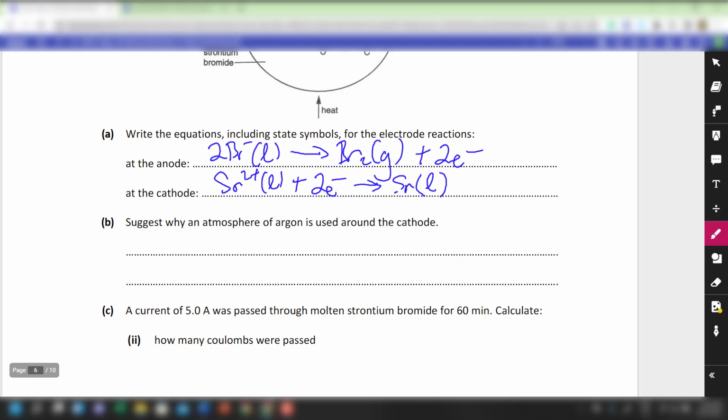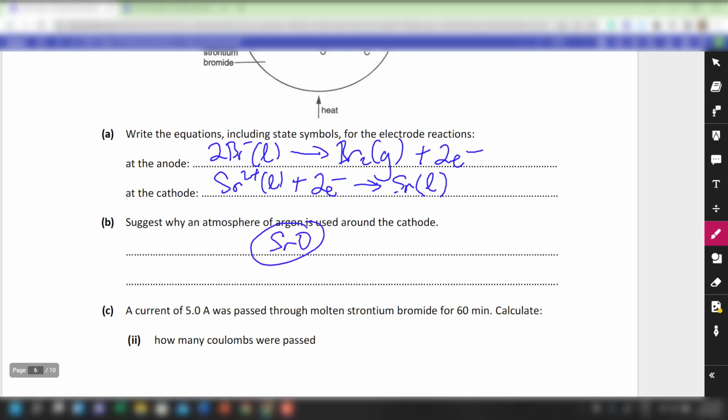The inert condition we can think of will be argon. Argon being an inert gas, it is unlikely to react with the freshly produced strontium. So what you can easily write out as an answer would be: strontium being a highly reactive metal, it can easily react with oxygen to give us strontium oxide. So that is one part of the answer you can focus on.